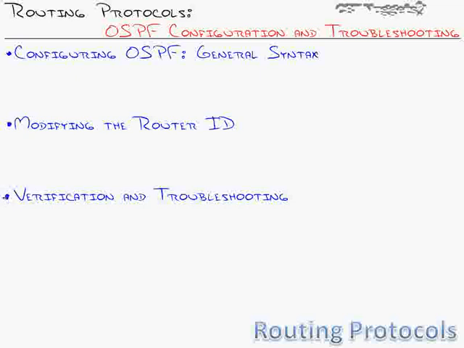Finally, we looked at the verification and troubleshooting. Verification we did throughout the configuration, looking at the routing table, looking at the neighbors, and troubleshooting we did by looking at the debug command, debug ip ospf adj.